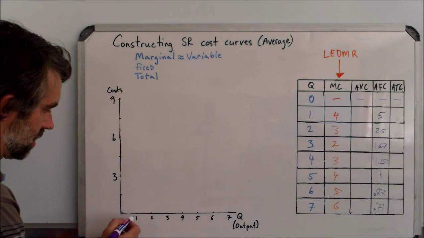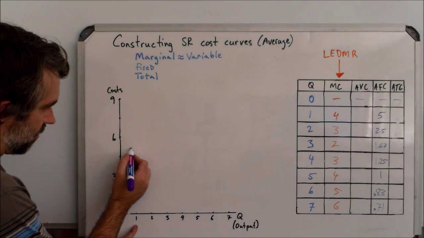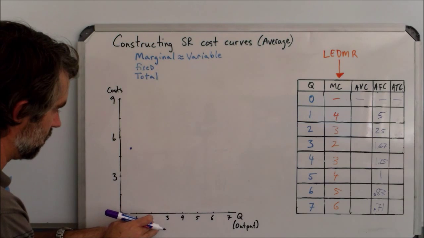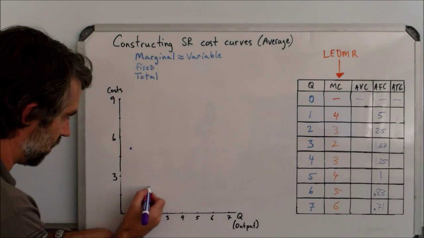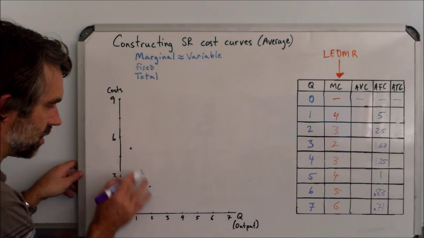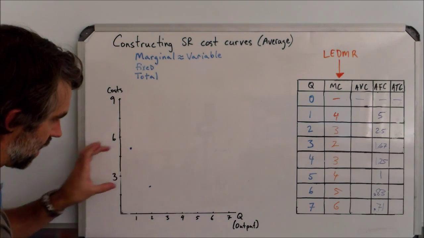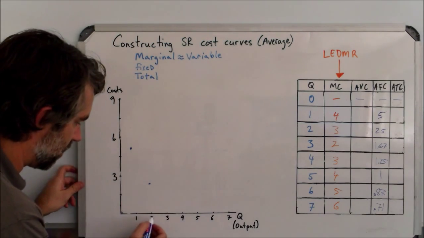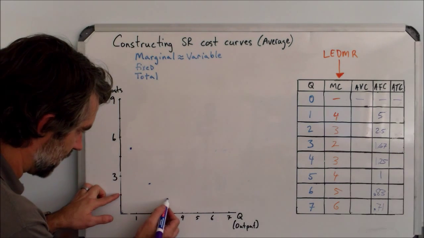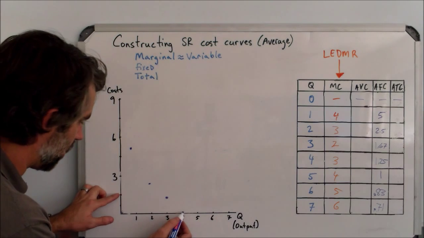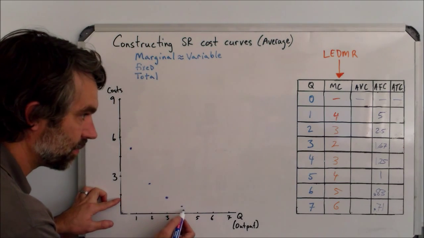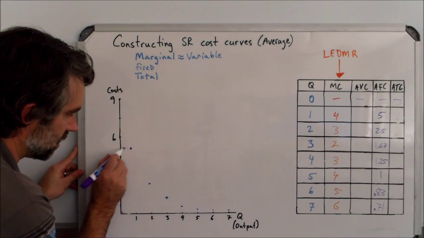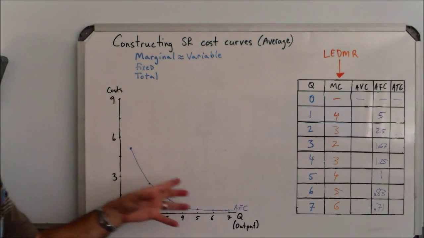So when the output is 1, the average fixed cost is 5, about there. When it's 2, then it's 2.5, so right about there. So again, you notice it fell very quickly from 1 to 2. It was cut basically in half. Then it goes down to 1.67. This is 1.5, so just slightly above that. Then 1.25, so in there somewhere. And then of course it gets a little bit ridiculous, but what we know is that it's never going to touch the Q-axis. So that's how we draw average fixed cost.